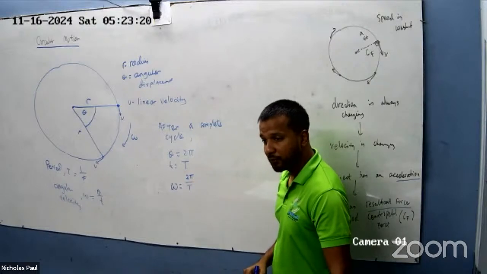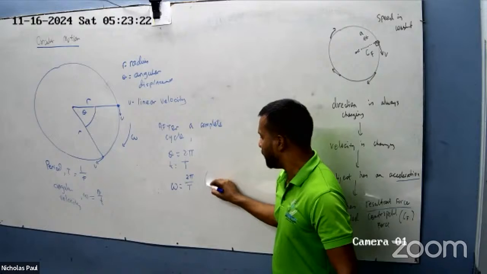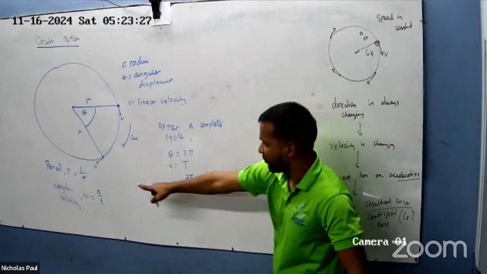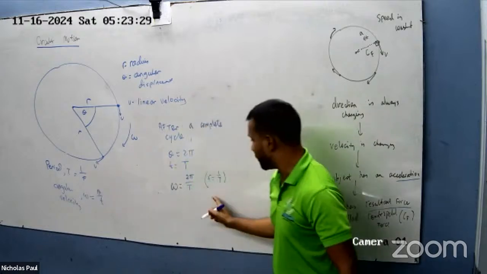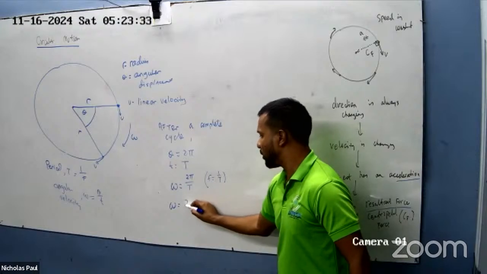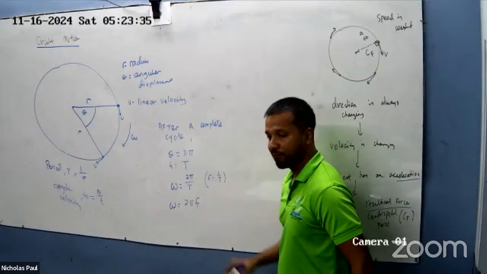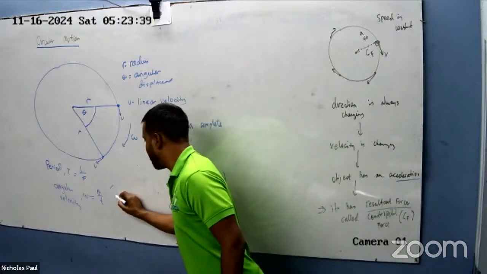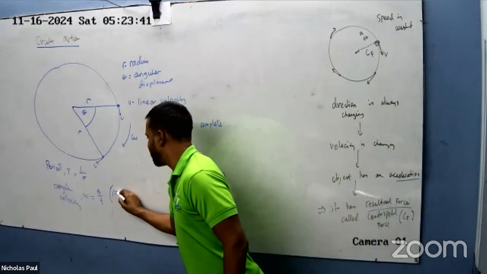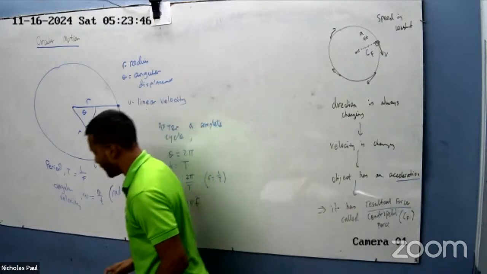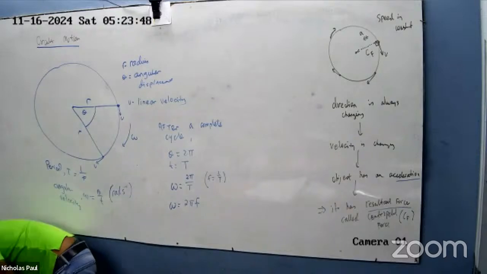Right? But remember, we know that f is equal to 1 on T from this formula here. So this means that angular velocity is equal to 2 pi f. Okay? And the SI unit, I didn't give it here, but the SI unit is radians per second. Not meters, right? Radians per second.